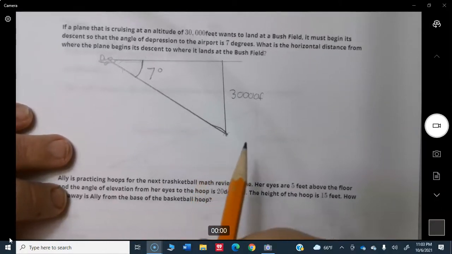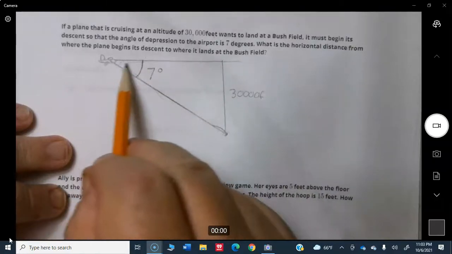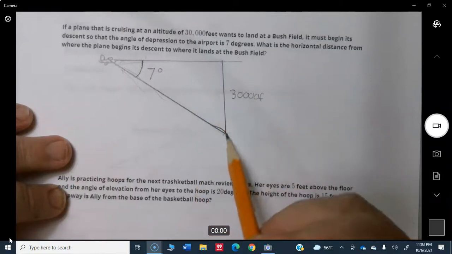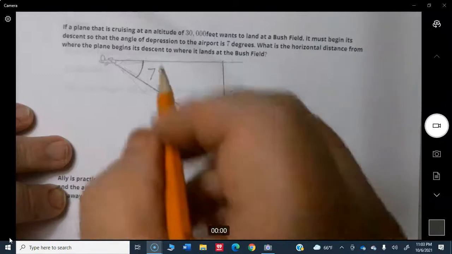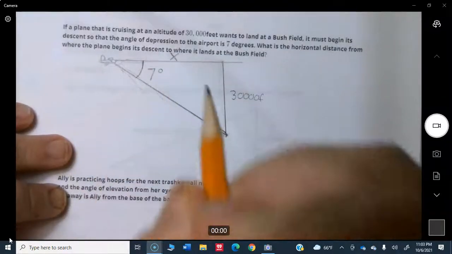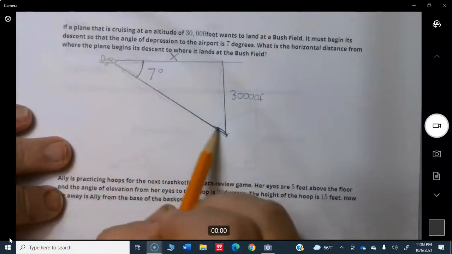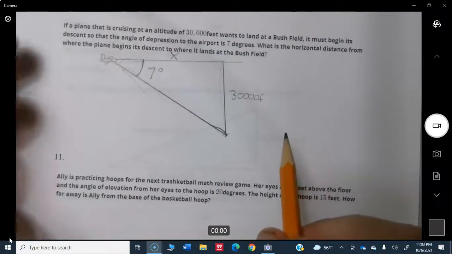to where it lands. So it's not asking for this. It's asking for this. That's horizontal. So it starts off here and it's going to land here, but that's even with this. So it's really asking for this distance x right here. It's kind of a little unusual. You know, usually they might ask how far did it travel to descent. But anyway, that's what they're asking for.